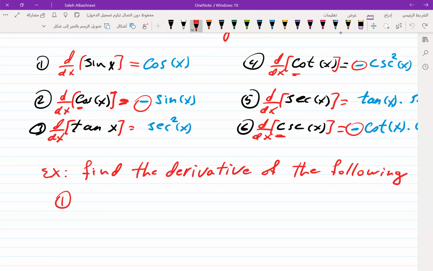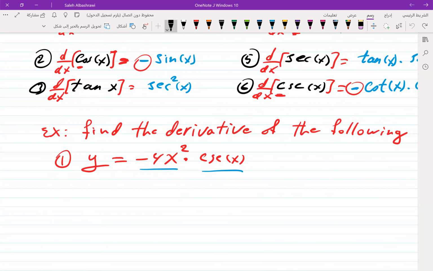Number 1, y equal to minus 4x squared multiplied by cosecant of x. In this example, you can see that I have a product of two functions: minus 4x squared multiplied by another one, which is cosecant of x. To find the derivative, since it is multiplication of two functions, I need to apply the product rule.